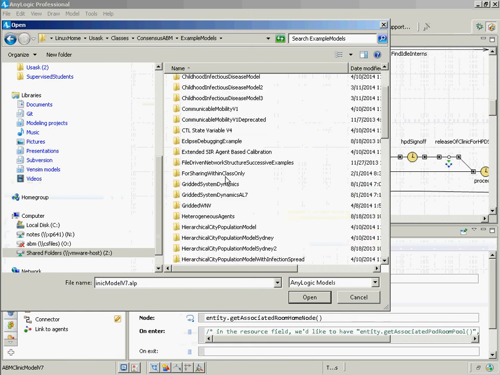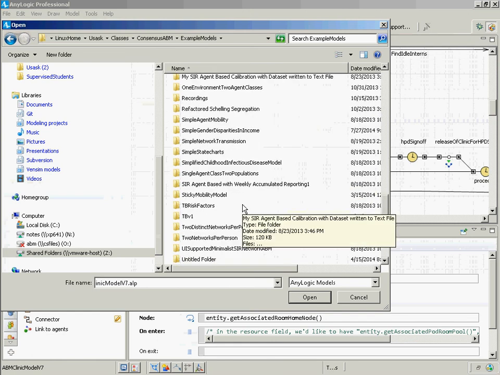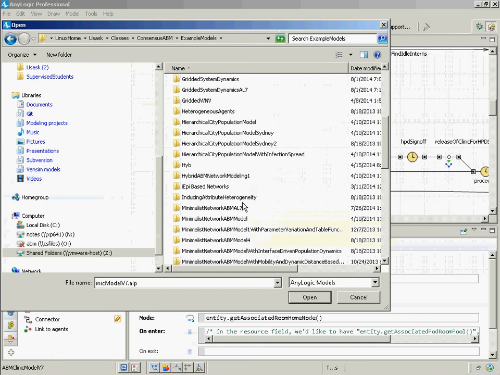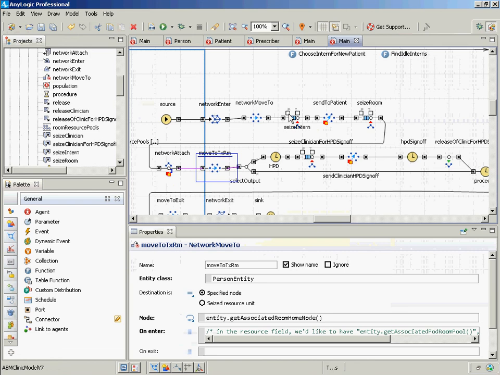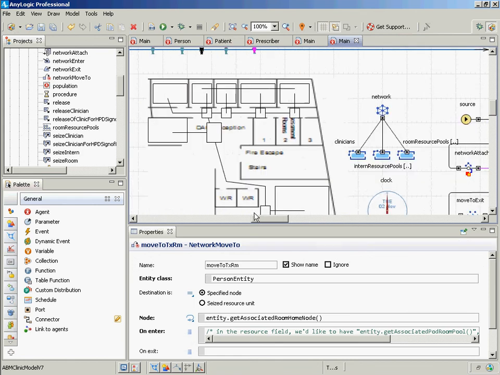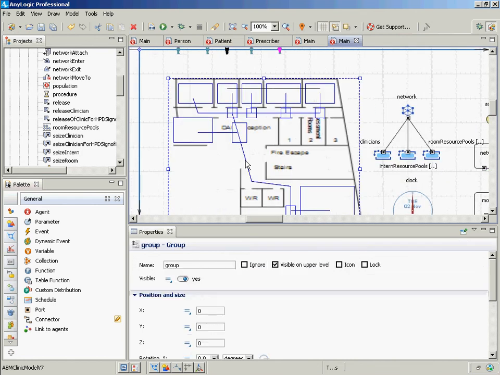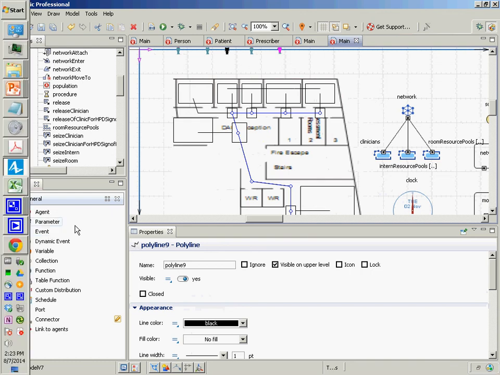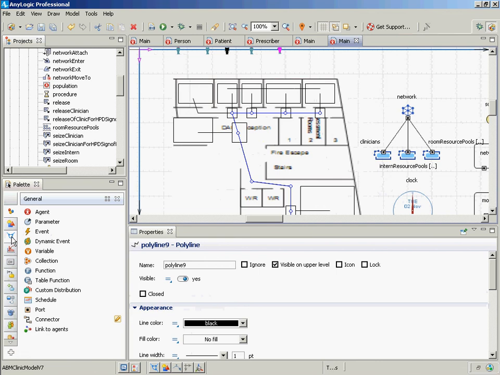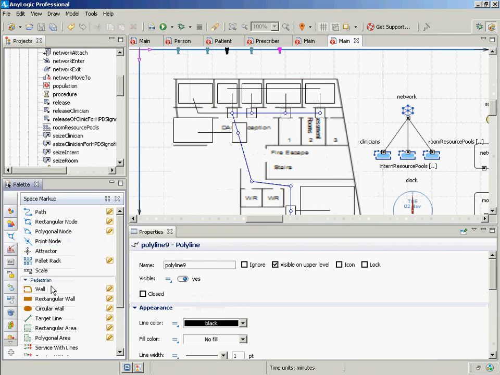AnyLogic 7 has a large, sophisticated markup library here where you can put various components into your model to indicate various resources. So, for example, you could specify a path over which people could travel, and you can specify various types of nodes, for example, rectangles for rooms, and you can specify walls, etc. So you can actually build up a representation of a facility from that.